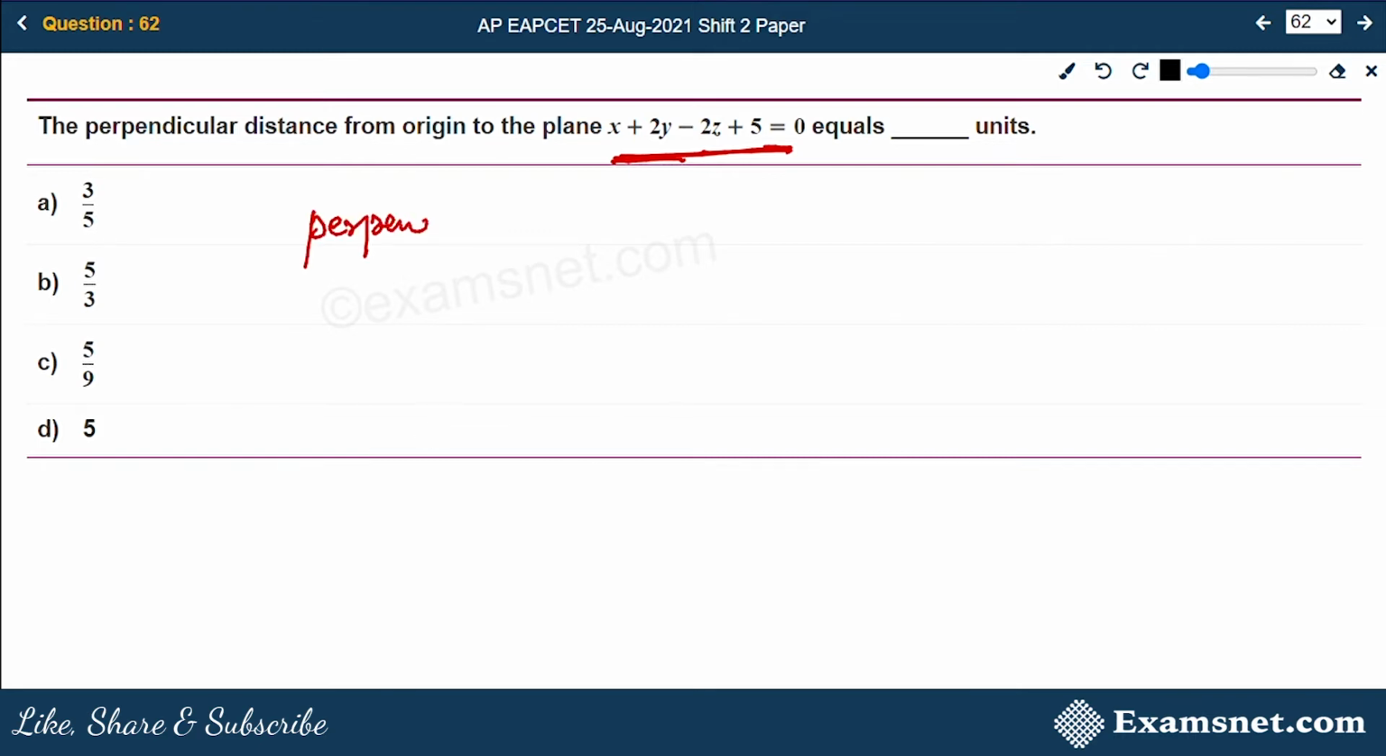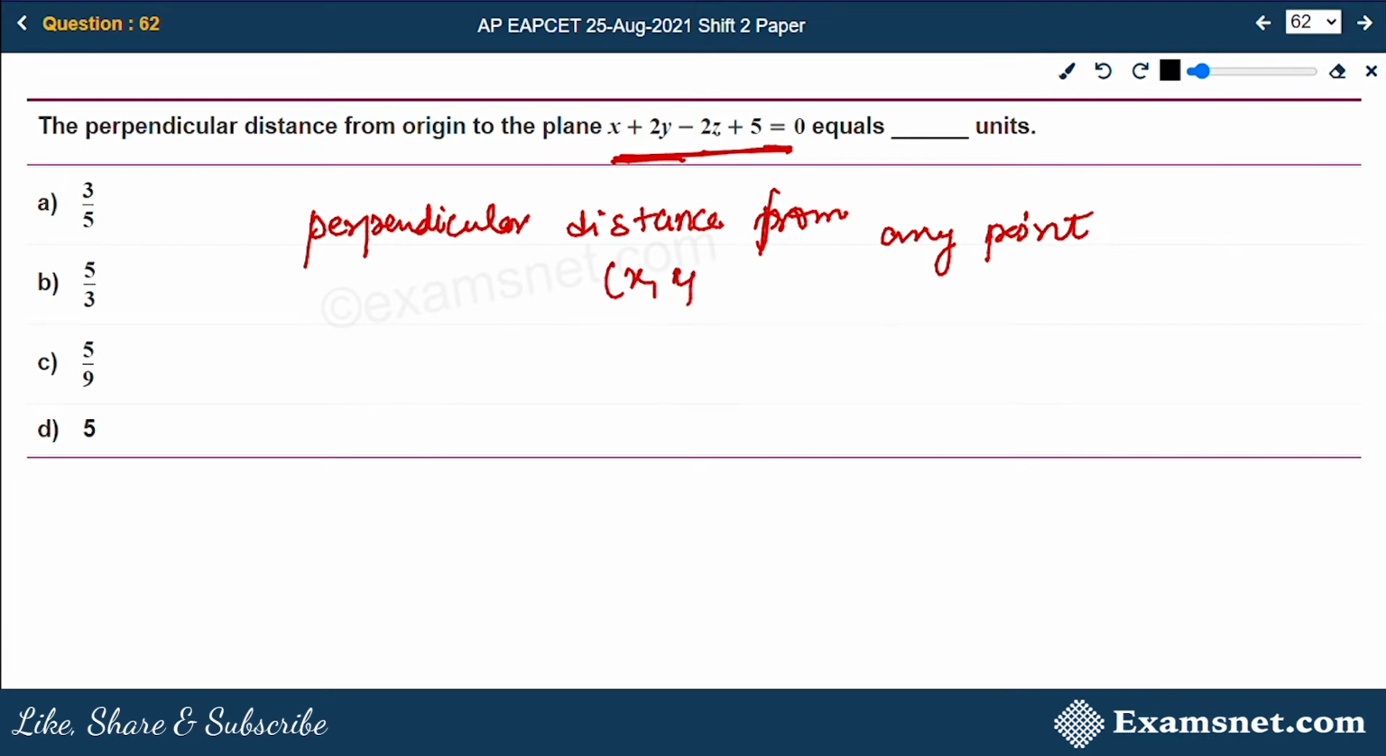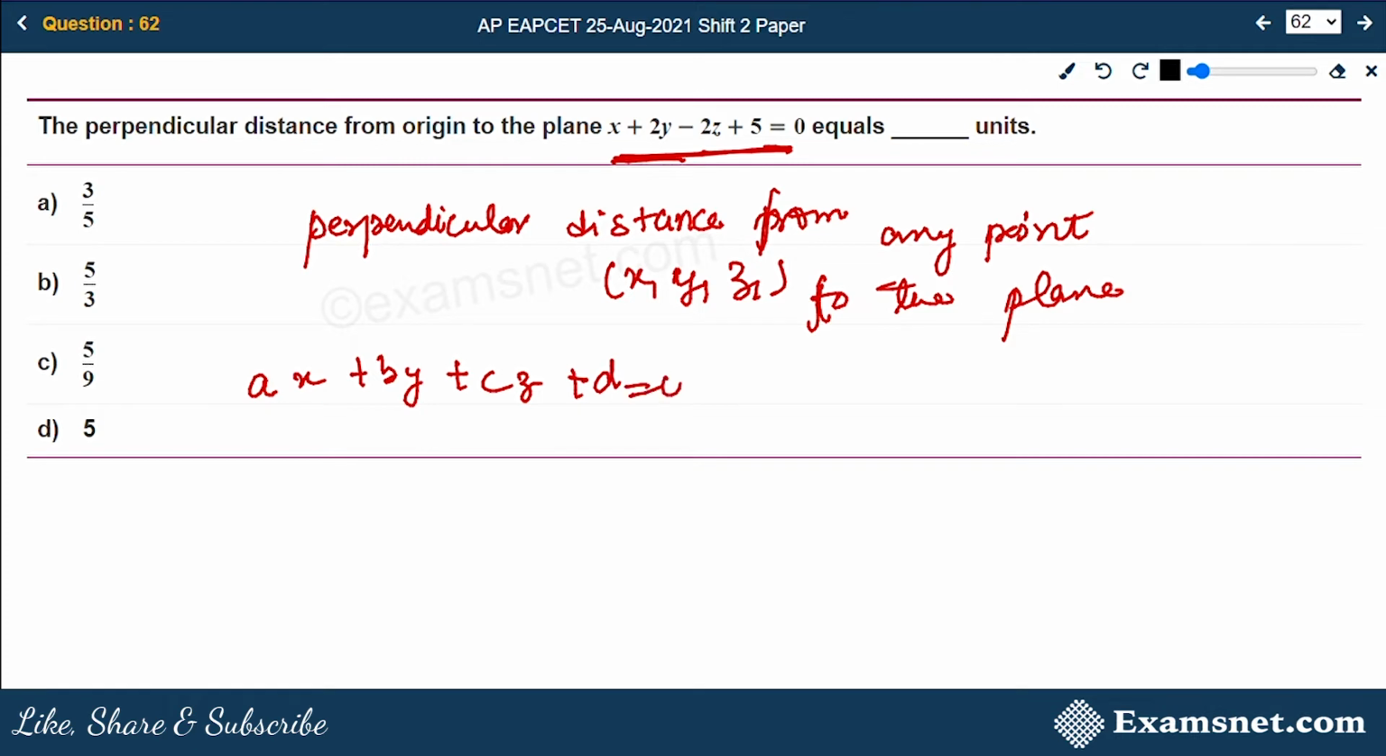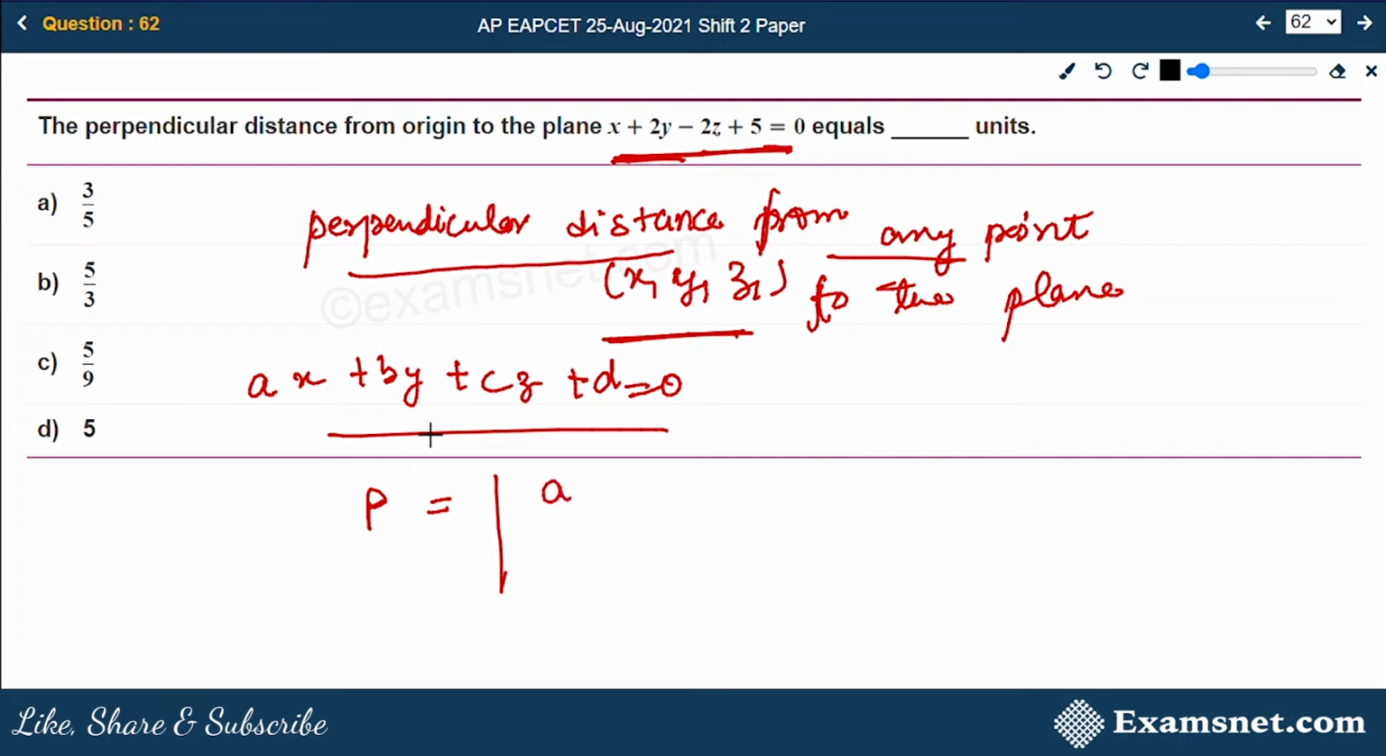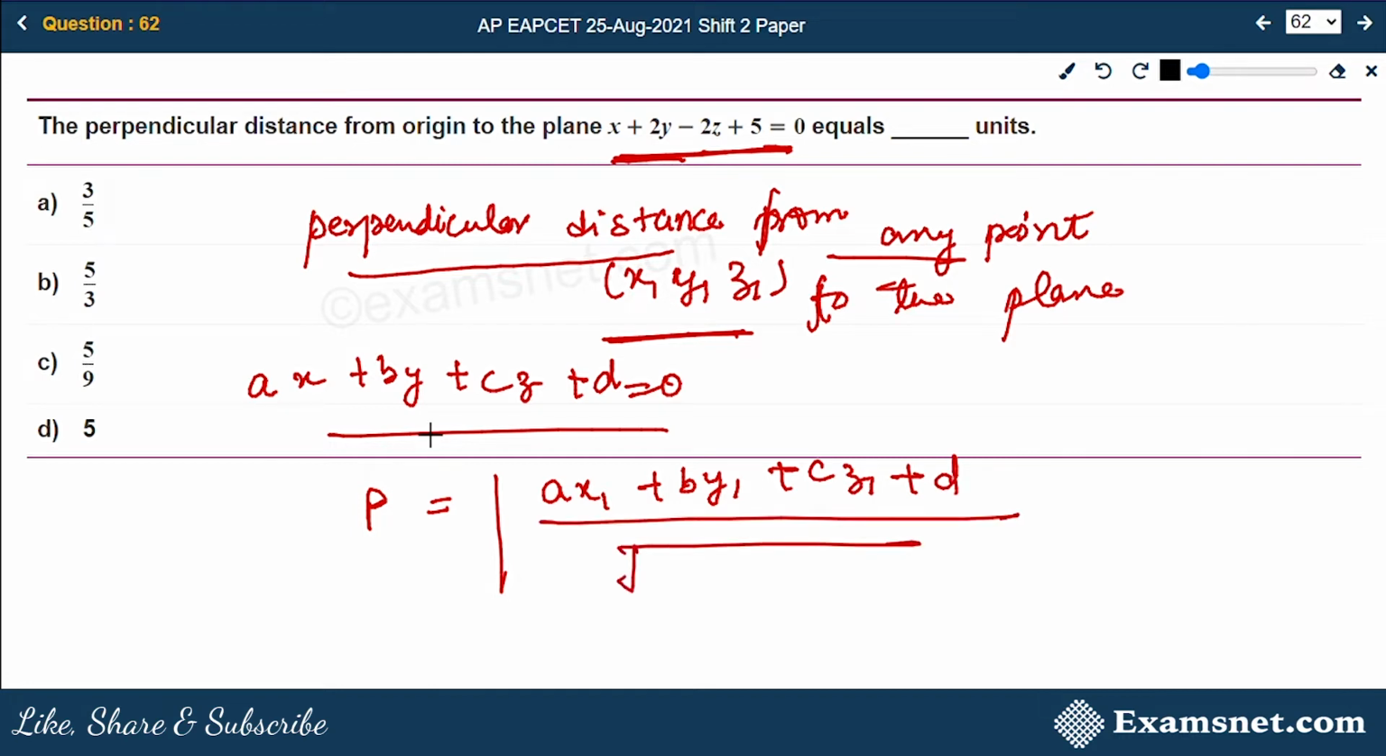The perpendicular distance from any point x1, y1, z1 to the plane ax plus by plus cz plus d is equal to 0 is given by the absolute value of ax1 plus by1 plus cz1 plus d upon root of a square plus b square plus c square.